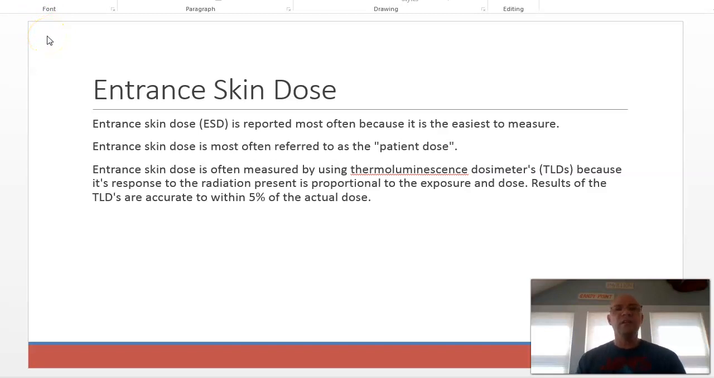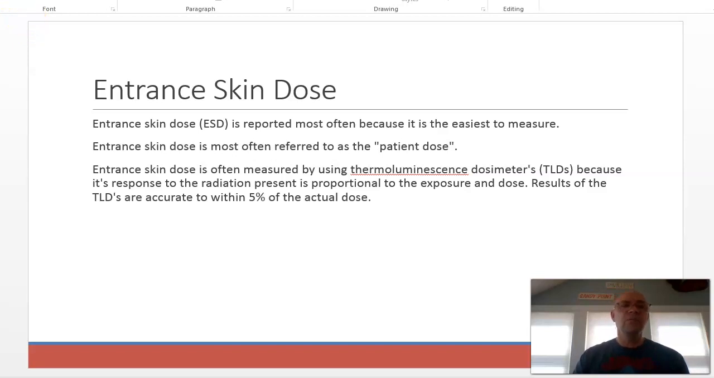All right, entrance skin dose. So what is entrance skin dose? Entrance skin dose is simply patient dose. It's just a fancy way of saying patient dose. And it is exactly what it says it is: entrance skin dose. It is the radiation that hits the top of the skin of whatever is being x-rayed. So how much x-ray is hitting the skin at that point, that's what entrance skin dose is. It doesn't take into account the different types of tissues underneath. It doesn't look at the organs underneath. It just looks at how much radiation is hitting the skin as it enters the body.